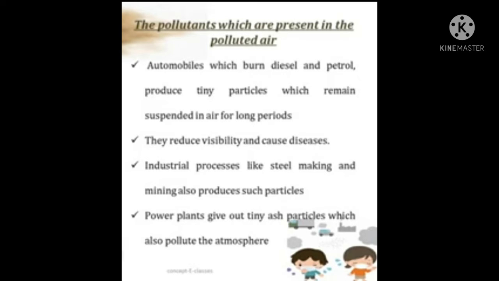Besides these air pollutants, there are some other air pollutants which are present in the polluted air. Automobiles which burn diesel and petrol produce tiny particles which remain suspended in air for long periods. They reduce visibility and cause diseases. Industrial processes like steel making and mining also produce such particles. Power plants give out tiny ash particles which also pollute the atmosphere.